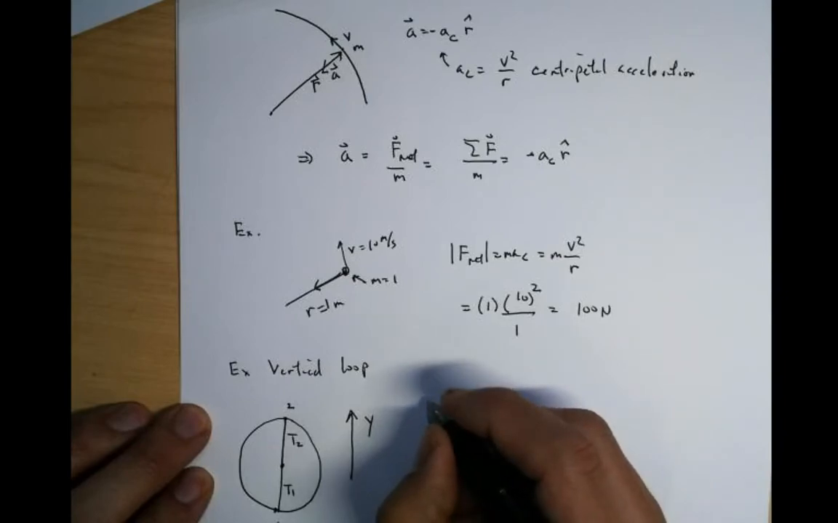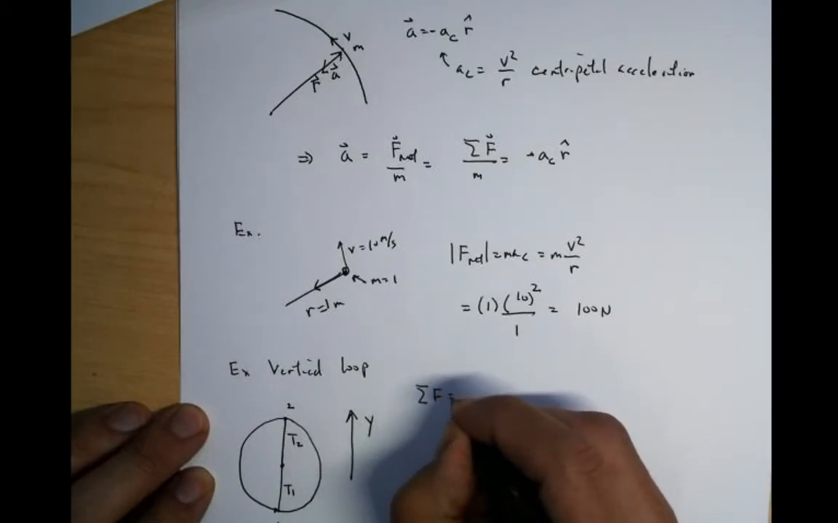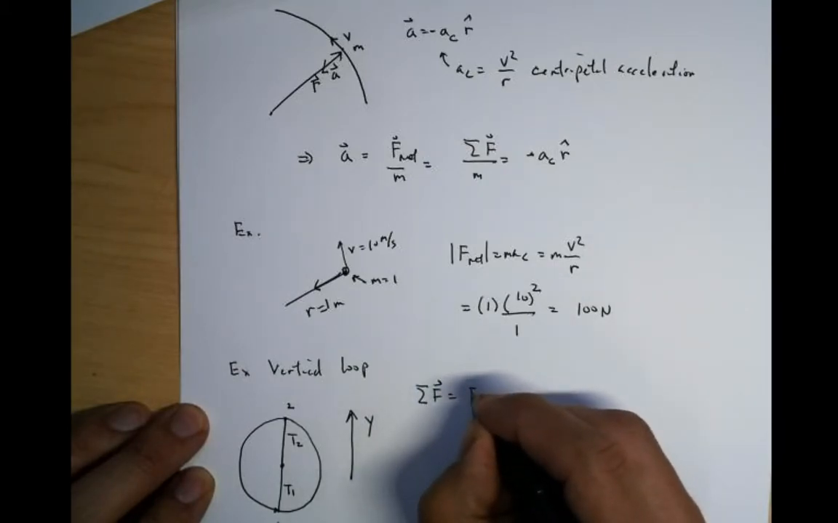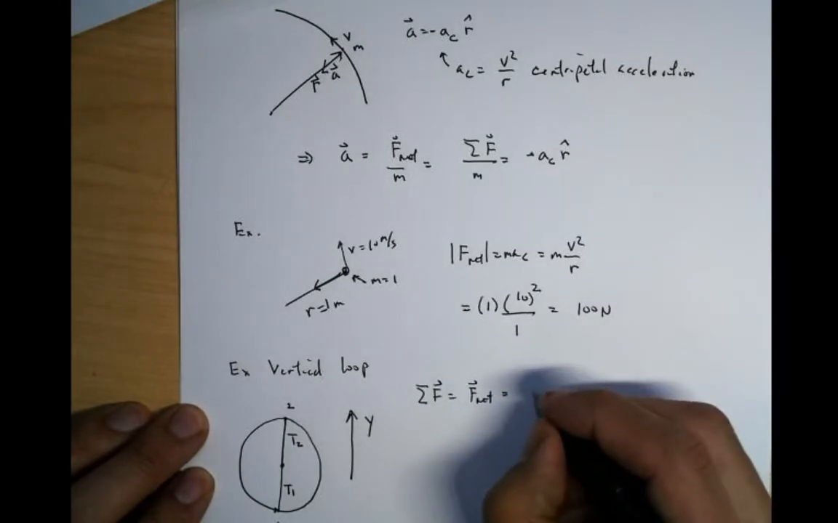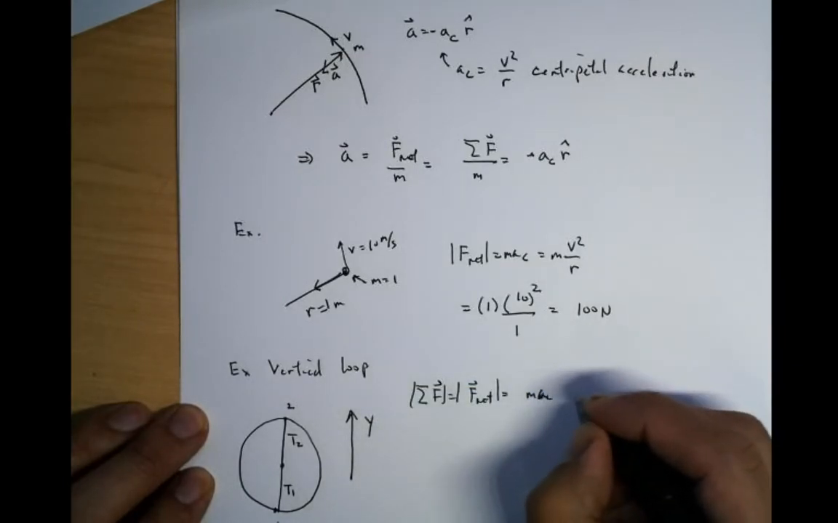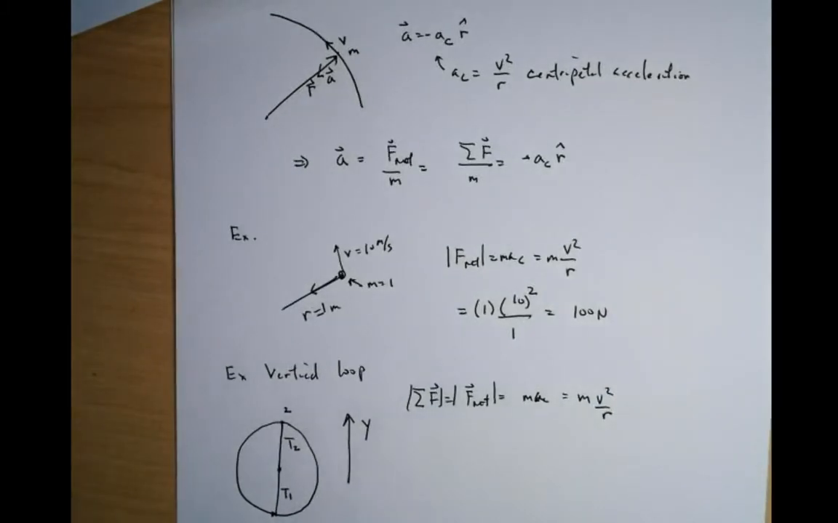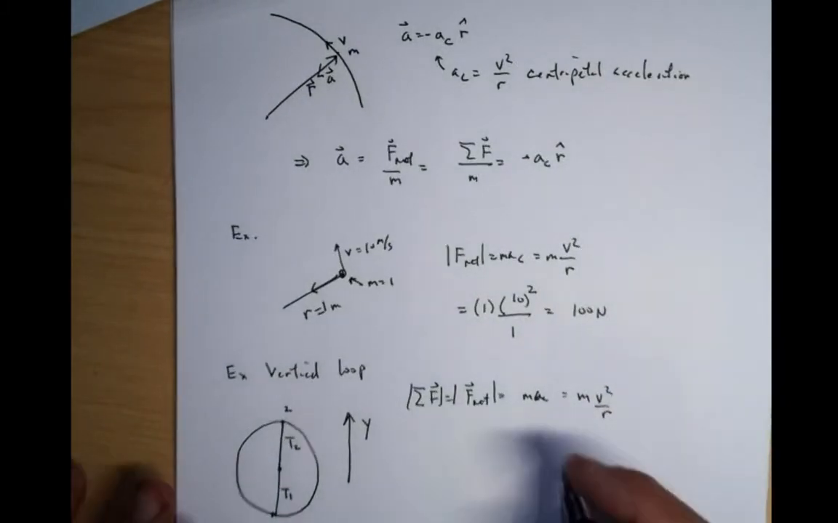So let's try to figure this out. The sum of the forces, which is F net, is going to be equal to m AC. Let's just make it simpler and consider the magnitude, which is m v squared over r. Okay, so we consider two cases.